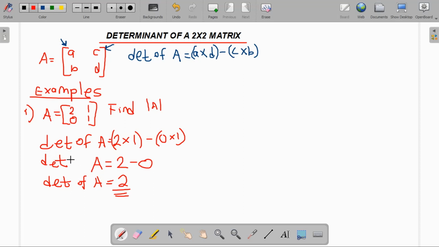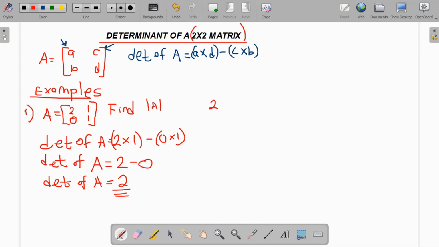Remember, the matrix that you have been given is a 2 by 2 matrix. That is why we are saying the determinant of a 2 by 2 matrix.